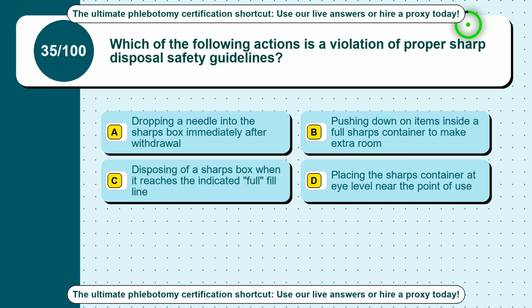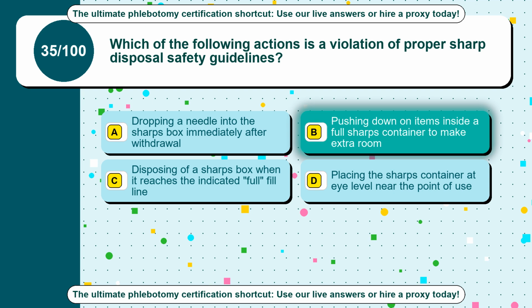Question 35. Which of the following actions is a violation of proper sharp disposal safety guidelines? Option A. Dropping a needle into the sharps box immediately after withdrawal. Option B. Pushing down on items inside a full sharps container to make extra room. Option C. Disposing of a sharps box when it reaches the indicated full fill line. Option D. Placing the sharps container at eye level near the point of use. The correct answer is option B. Pushing down on items inside a full sharps container to make extra room.